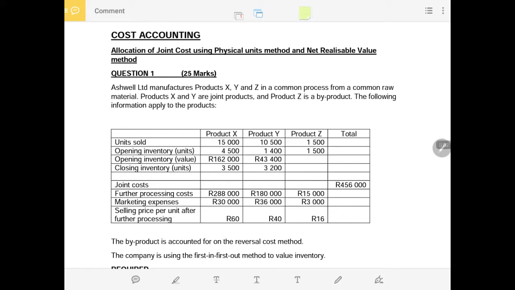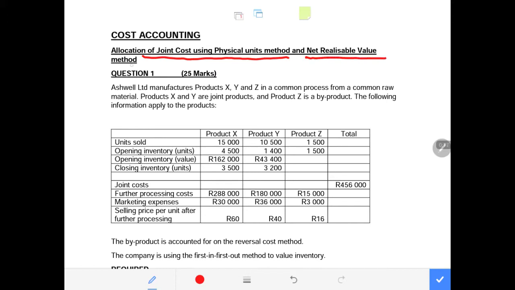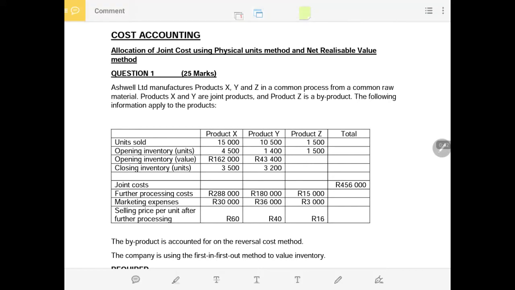Good day, students. Once again, this is another video on the allocation of joint cost using the physical method, and also the allocation of joint cost using the net realizable value method. Obviously I will not limit my teaching only to those. I will also respond to the question of calculating the joint cost per unit, further processing cost per unit, total cost per unit, and also calculating gross profit and net profit. And some of these are part of the requirements.